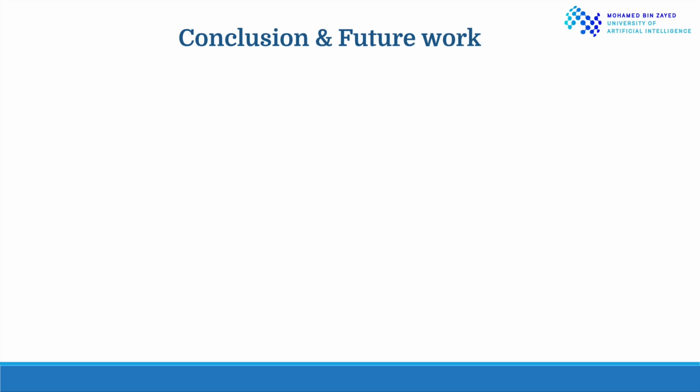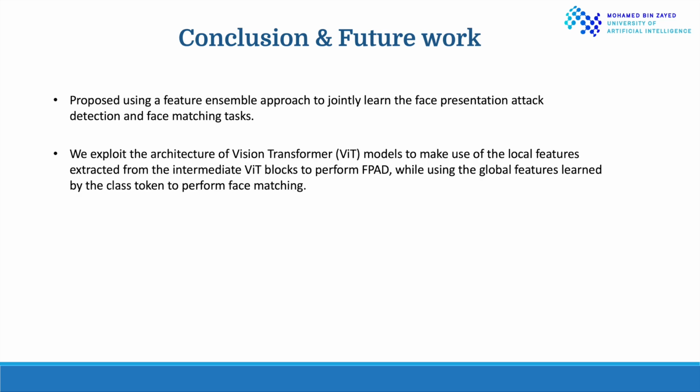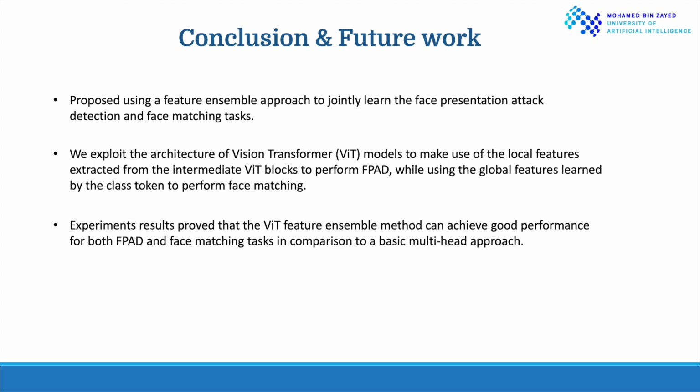In conclusion, we proposed using a feature ensemble approach to jointly learn both of the tasks. We exploit the architecture of vision transformer models to make use of local features extracted from intermediate ViT blocks to perform face presentation attack detection, and the global features learned by the class token to perform face matching. Experiment results proved that the ViT feature ensemble can achieve good performance for both of the tasks in comparison to our basic multi-head approach.